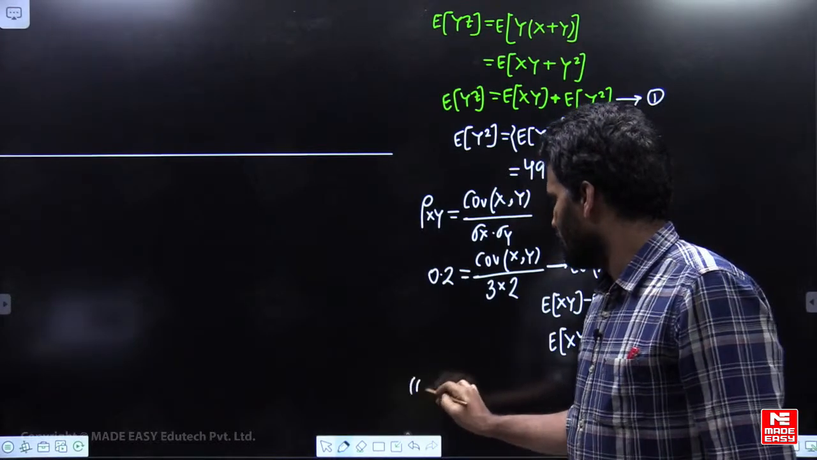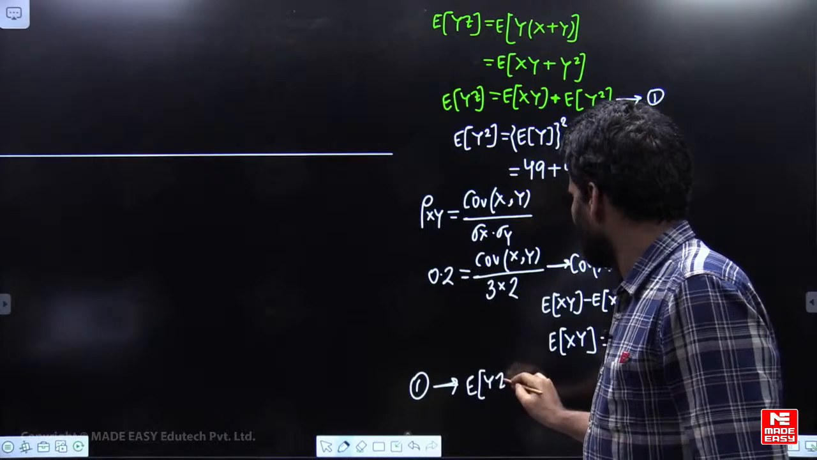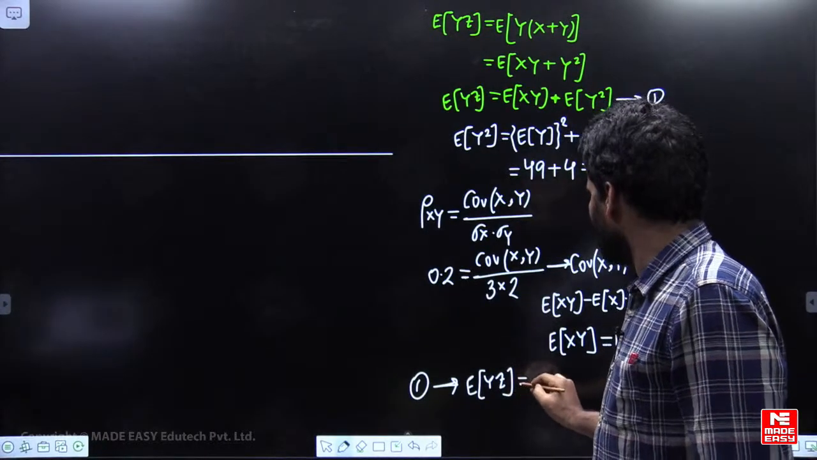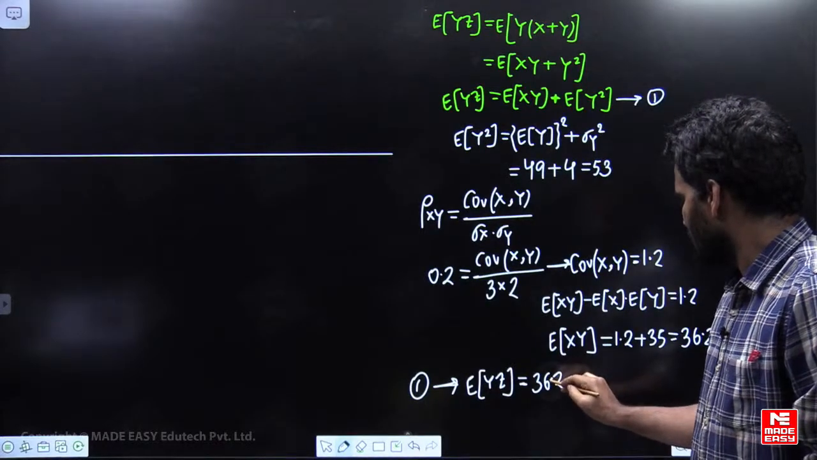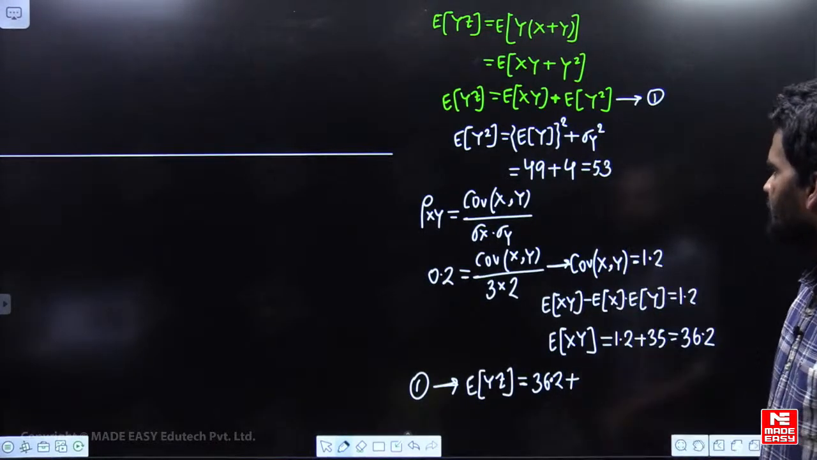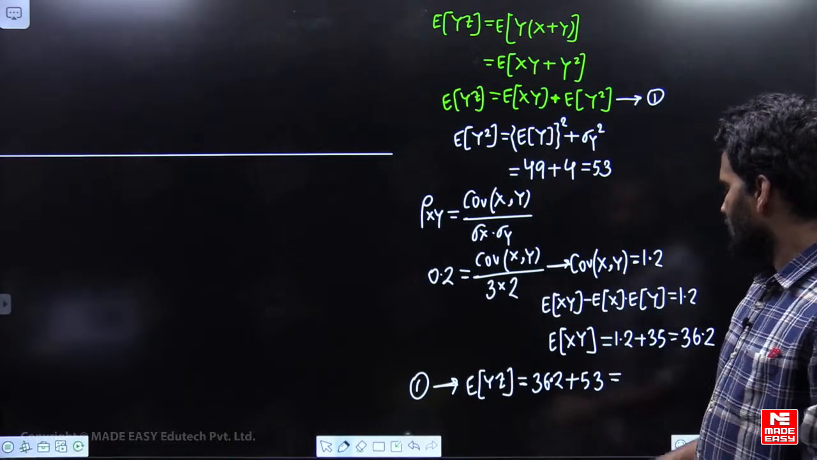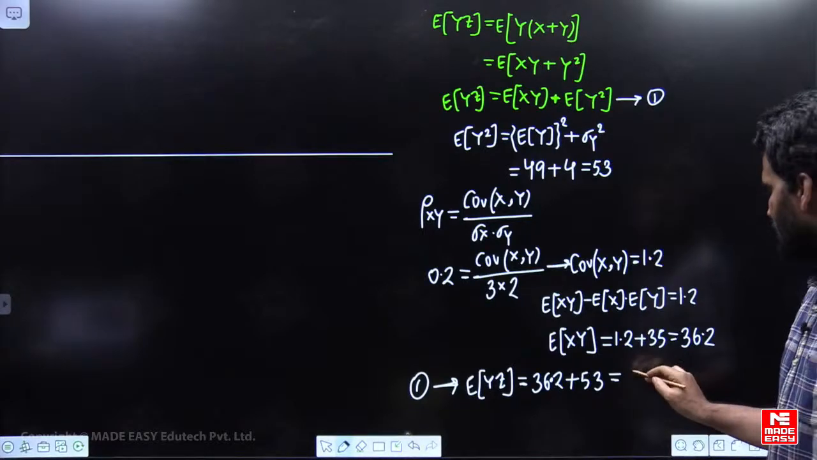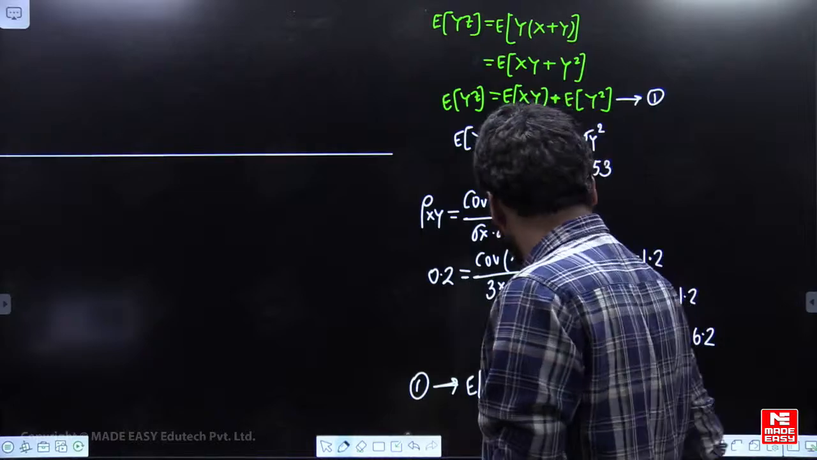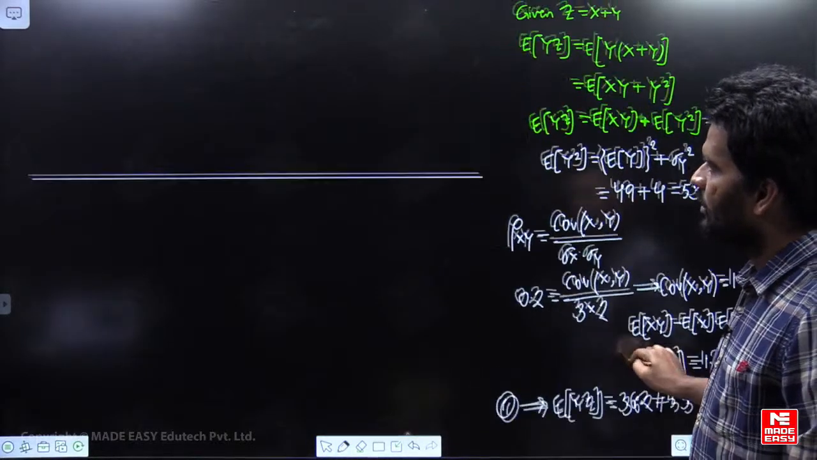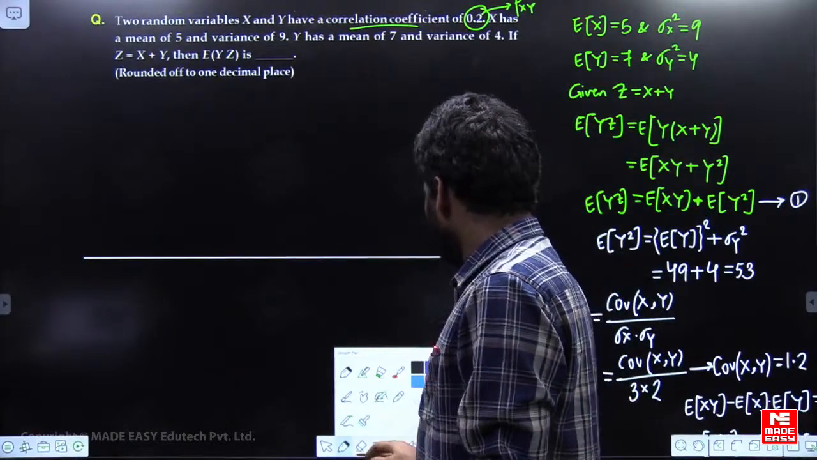So from equation 1, expectation of yz will be equal to expectation of xy, that is 36.2, plus expectation of y square, how much we got? 53. So how much it will be? It is 89.2. So rounding off to one decimal place, 89.2 only will be the answer.